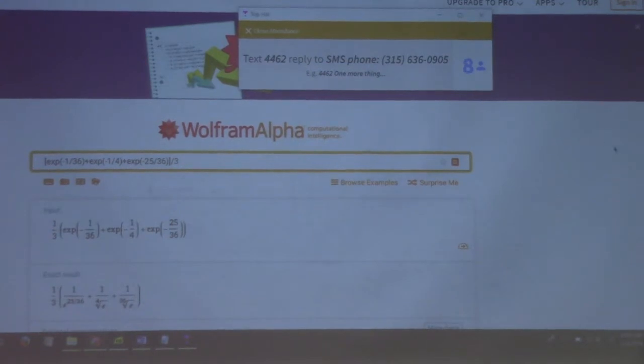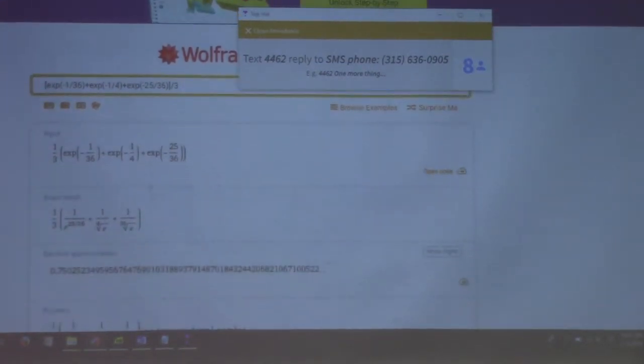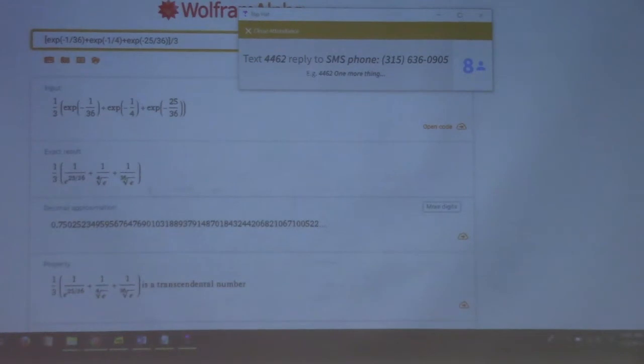Oh, Wolfram Alpha, aren't you cute? Your exact expression. Oh, there we go. Allegedly 0.750. All right, we'll do.